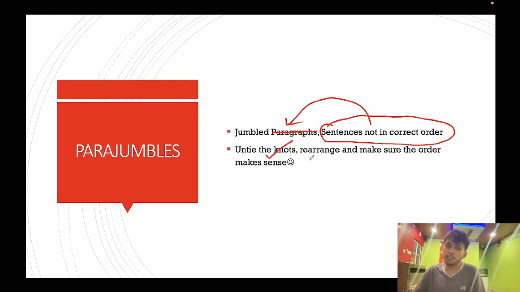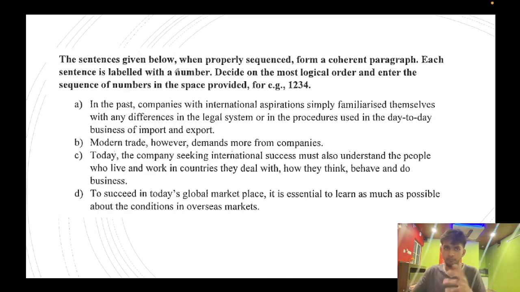Then you rearrange the sentences to fit that particular conception of yours. Okay? Then the third and most important thing is once you're done with the arrangement, you make sure that the order makes sense once again. So this is what you do in a parajumble question, right? Now I'll give you an example of a parajumble question. This was a PYQ. This was an IPMAT Indore PYQ.